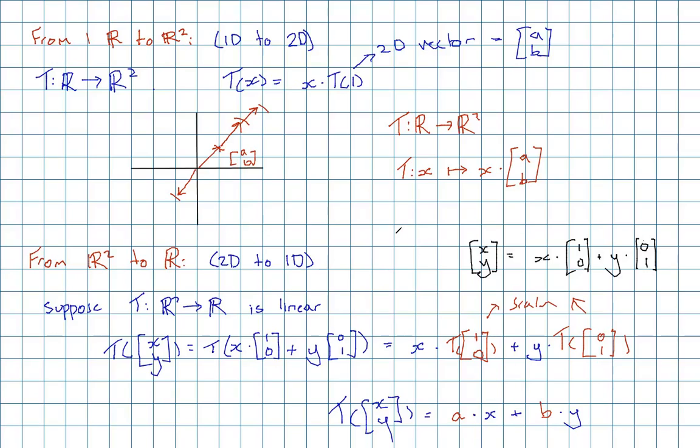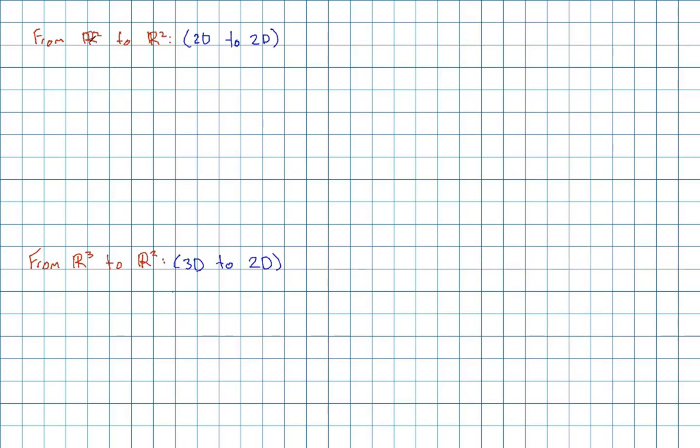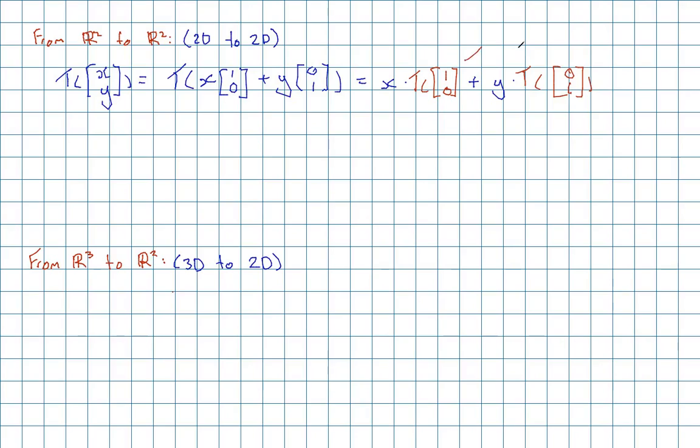Okay, so there's two more we're going to take a look at. One goes from 2D to 2D and one is from 3D to 2D. So if we're working from 2 dimensions to 2 dimensions, then just like before, we split up (x, y) into x times (1, 0) plus y times (0, 1). But this time, T of (1, 0) and T of (0, 1) are actually going to be two-dimensional vectors.